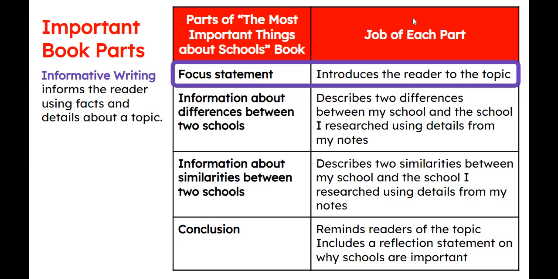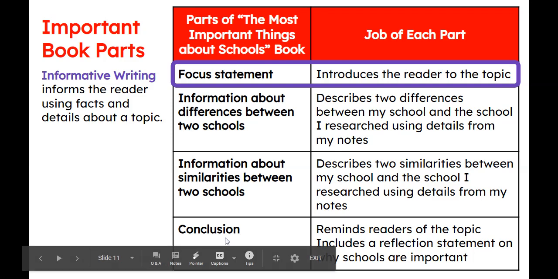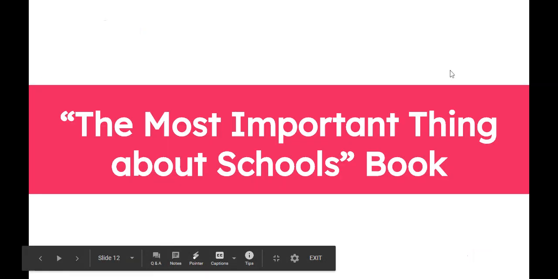Now, here are the parts of our most important things about schools book. This is informative writing that informs the reader using facts and details about a topic. So, our different parts are a focus statement. Later on, we're going to talk about differences between two schools, the similarities between two schools, and the conclusion. So, the focus statement introduces a reader to the topic.